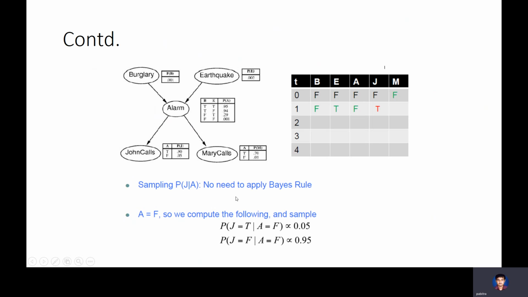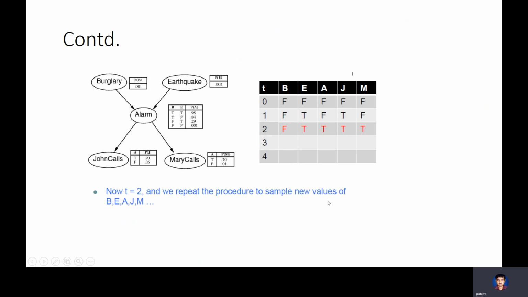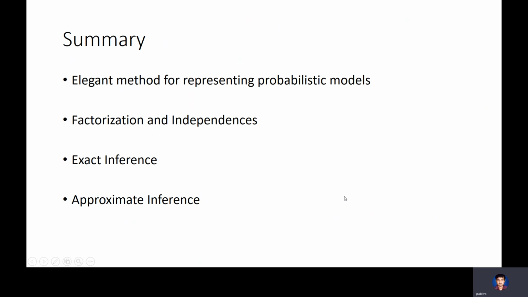Now move on to the next variable, J given A. J given A, you can directly find out through these probabilities. Let's say you coin toss, you get true, you put true. And similarly, you get false here for Mary calls or not. Okay, so this is the new set of assignments that I have got. And I do this repeated several number of times, and these are the new assignments I keep on getting.